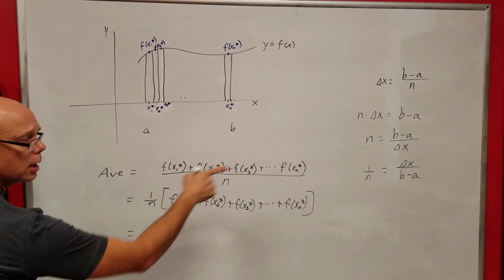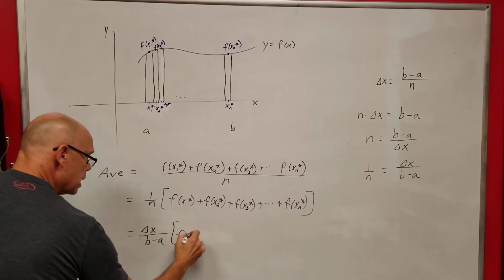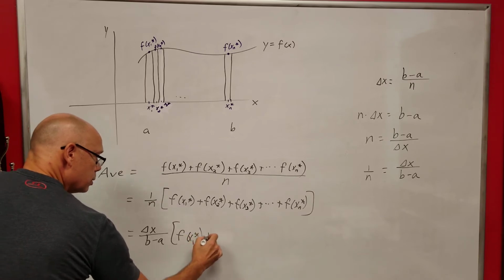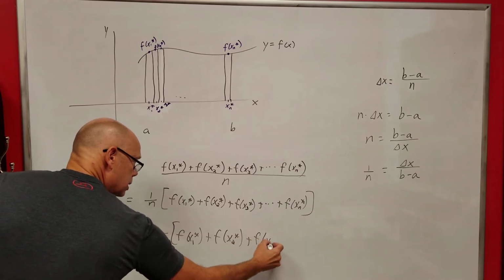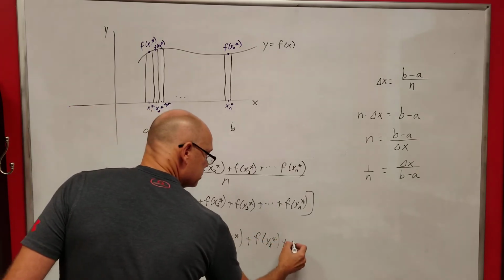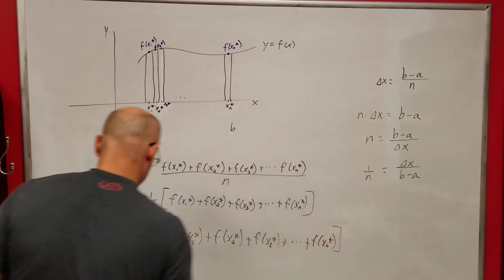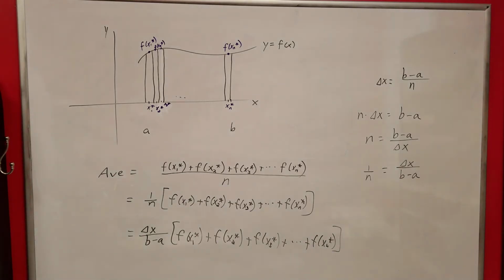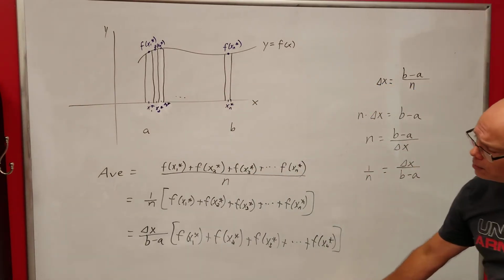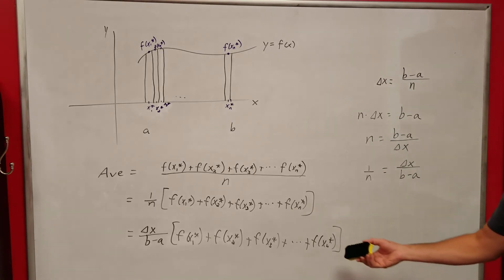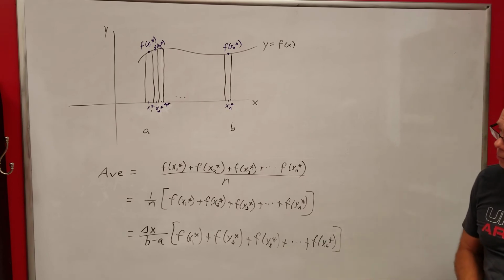Let's go ahead and replace this with delta x over b minus a times f at x1 star plus f at x2 star plus f at x3 star plus dot, dot, dot plus f at xn star. All right, so what would that be? That would be an average basically of what? n of those y values, right? That'd be an average of n of them.